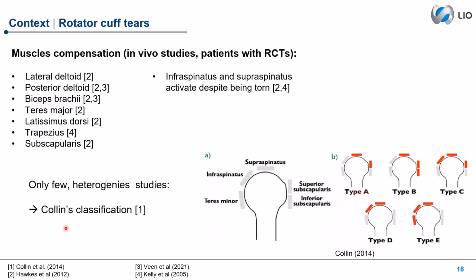For me, the classification I will use is the Collins classification, with 5 different types of RCT. Two of them have only 2 muscles torn: type A, which is an inferior-superior tear, and type D, which is a superior-posterior tear. And the 3 other RCT types have 3 muscles torn.